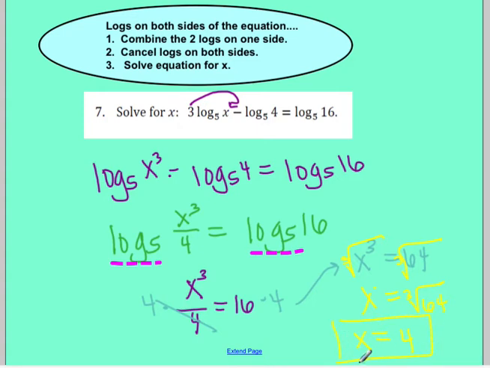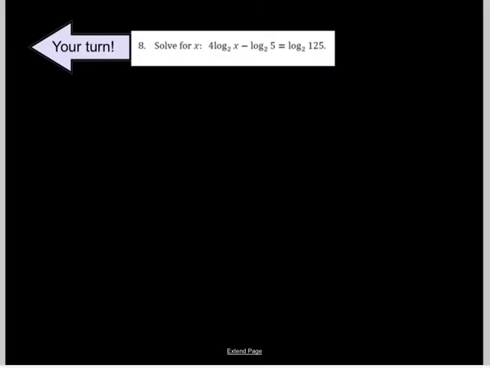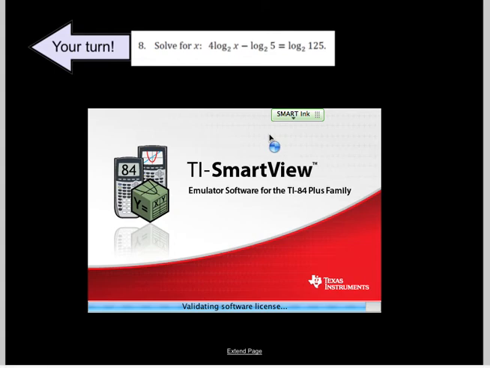Okay, there is example 7. Let's go ahead and look at example 8. Example 8 is very similar, so I would recommend that you maybe pause the video and just try 8 and 9 right now on your own. Then come back and I will finish those on the video.